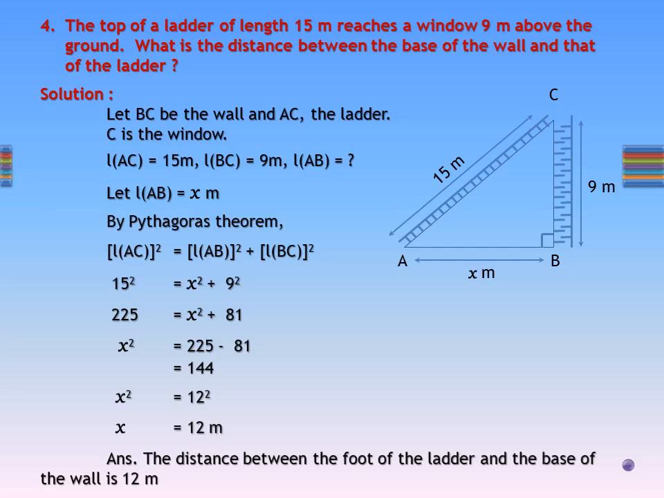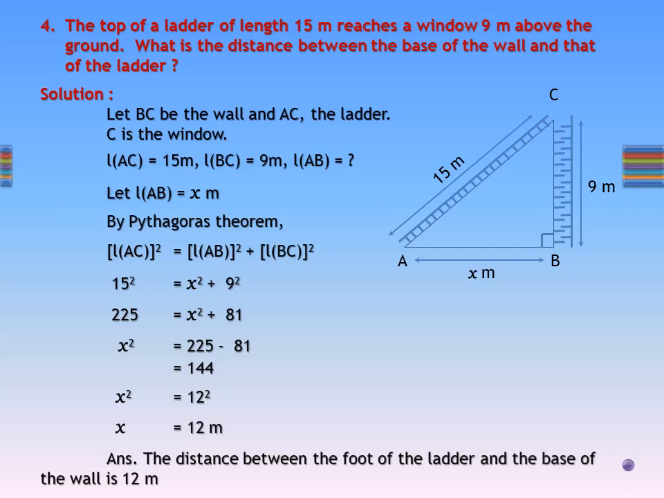Let BC be the wall, AC the ladder and C the window. Given length AC equals 15 meter, length BC 9 meter and AB we have to find. So let us write length AB equals x meter. As the arrangement is like a right angle triangle, we'll solve it using Pythagoras theorem. So by Pythagoras theorem, length AC square equals length AB square plus length BC square.